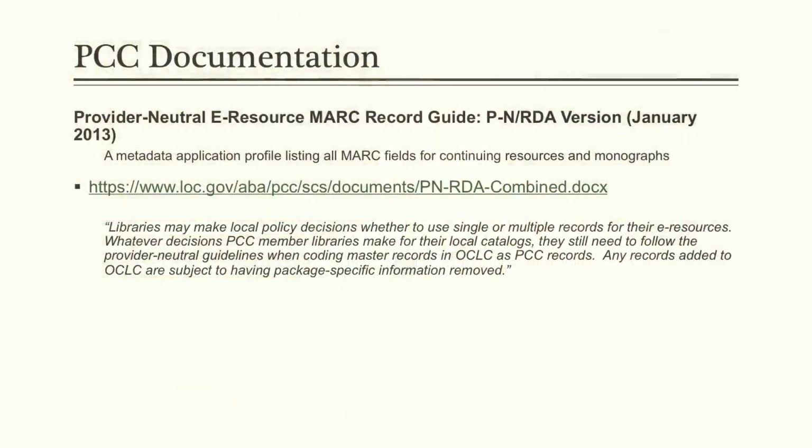There is a series of documents that the PCC have prepared to support the provider neutral approach. The most recent one was the Provider-Neutral E-Resource MARC Record Guide, published in January 2013, and there's the URL for that. In that record guide, it does state that libraries can make local policy decisions on whether to use single or multiple records for their e-resources. So locally, like anything else, you can do whatever you want, but whatever records are marked as PCC records need to follow the provider neutral approach.